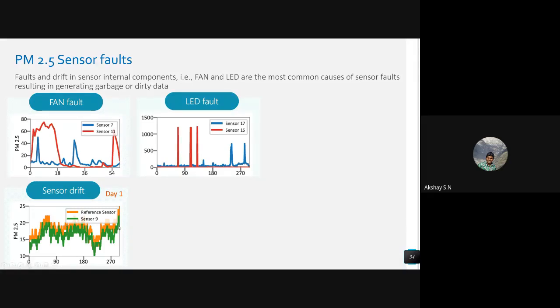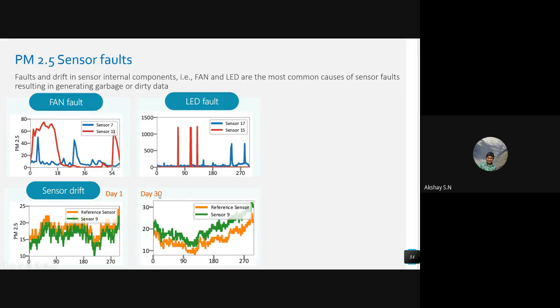Which is good. Now I take this sensor 9 and deploy it in some other location for 1 month where there is high pollution data. Then I bring it back next to the reference sensor, and on day 30, you see the sensor 9 data is much higher than the reference sensor at the same location. This has happened because of wear and tear of the sensor. Because it was deployed in harsh conditions, the sensor has started wearing off, because of which you are seeing this difference in the data.